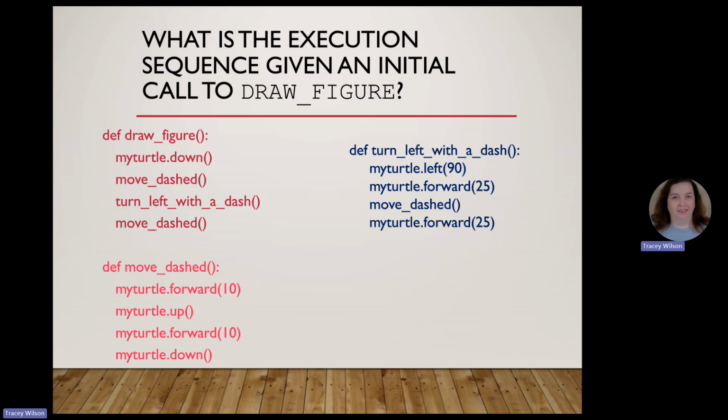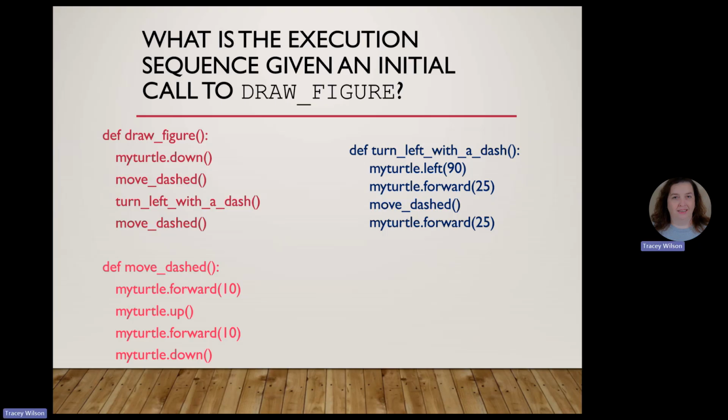So this is an example of 3 functions that call other functions. They're different colors. The dark red one up here is draw figure. This bright pink one is move dashed. It's going to move in a dash line. And this one over here is turn left with a dash. Now, are we going to run these codes? No, they're for example purposes only. But this is three separate functions, and you notice that each of these functions is calling other functions, right?